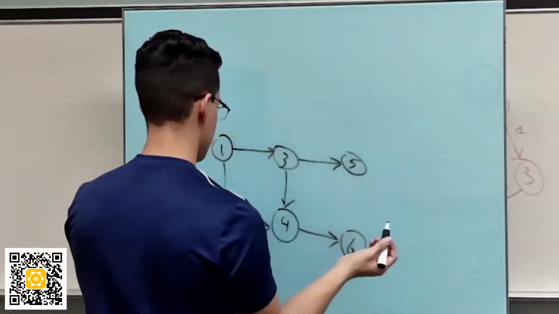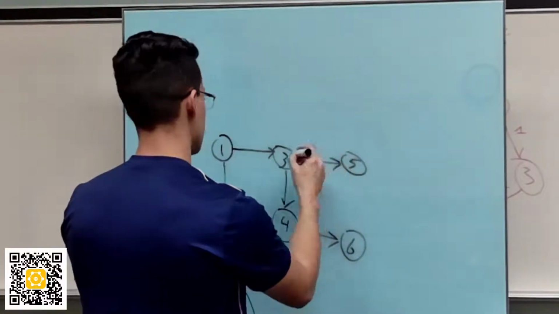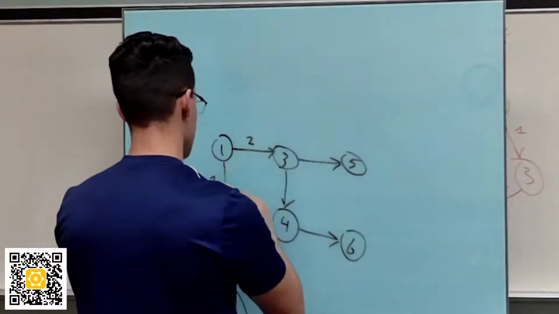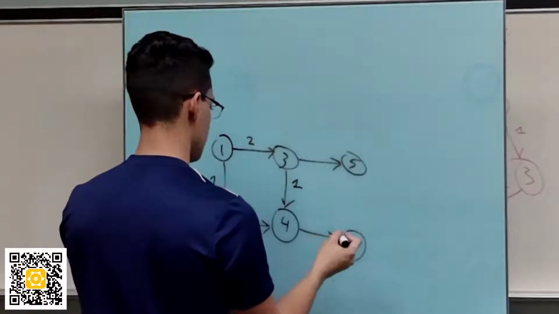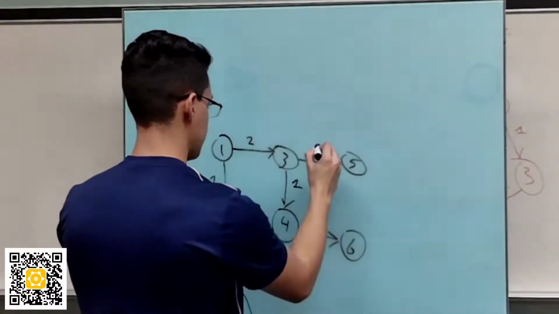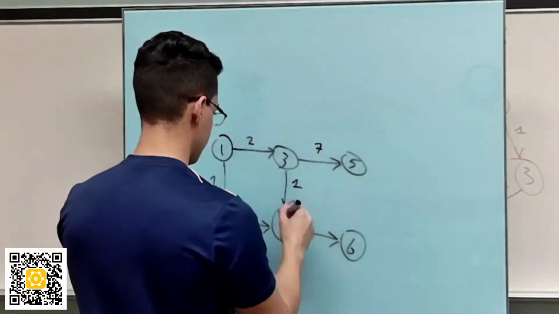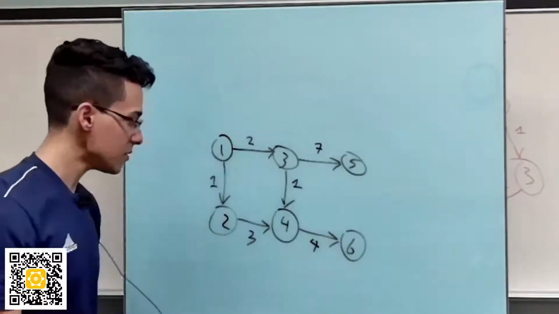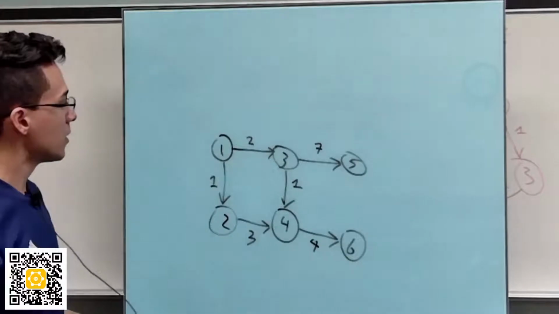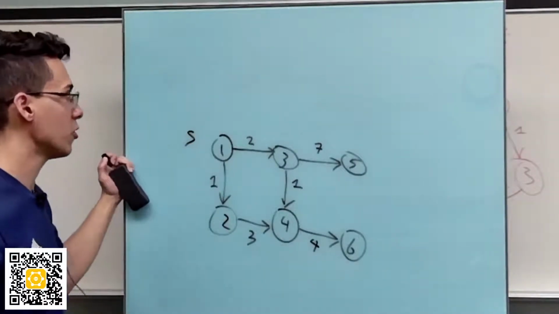Very good. I'm going to give weights associated to it, so it doesn't matter. 2, 1, 3, 1, 7. I'm going to give this one a 4. Okay. So let's say we have our S, right? And our S is 1. So this is our source.